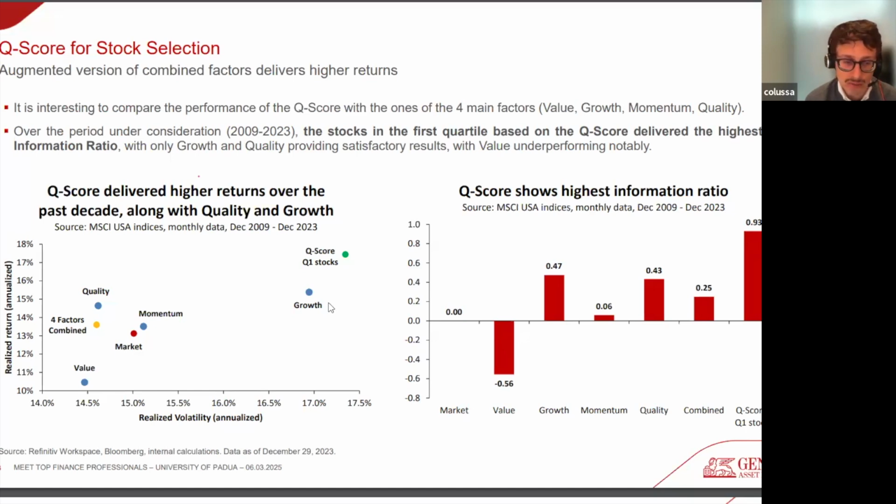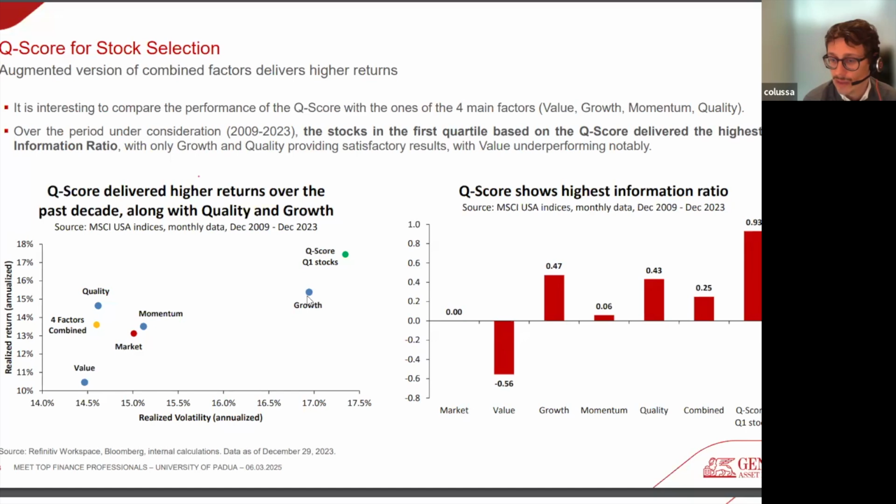Now we are using this tool for a Wortman. You can see the Q1 score, the stocks in the first quartile, tend to have a much higher information ratio compared to the others. So you can see quality is still a very decent one. You see growth dominating the past 15 years, and indeed the growth information ratio in this period is very elevated.